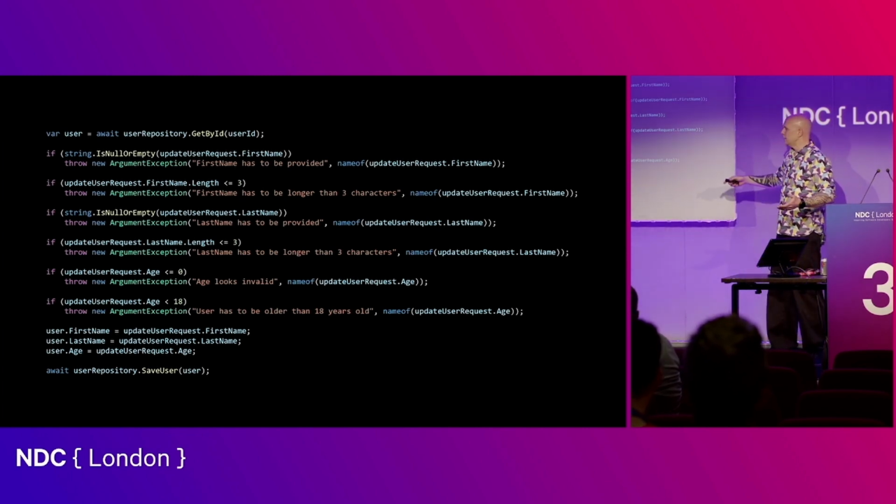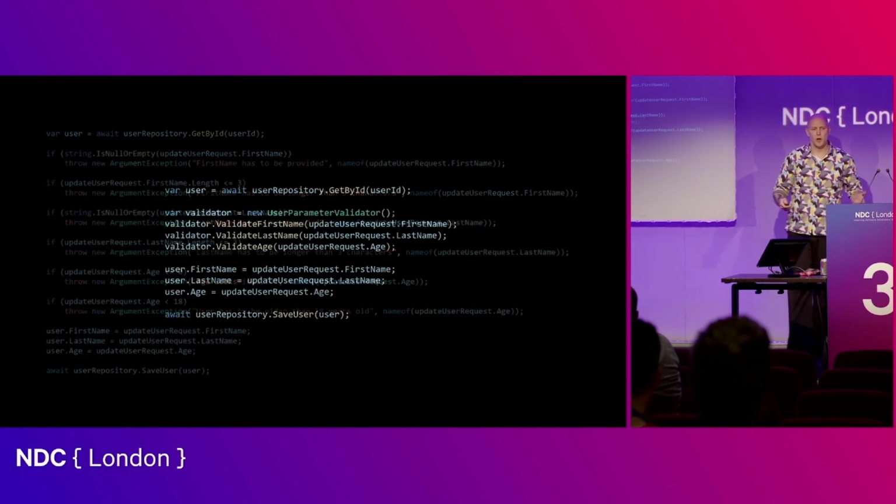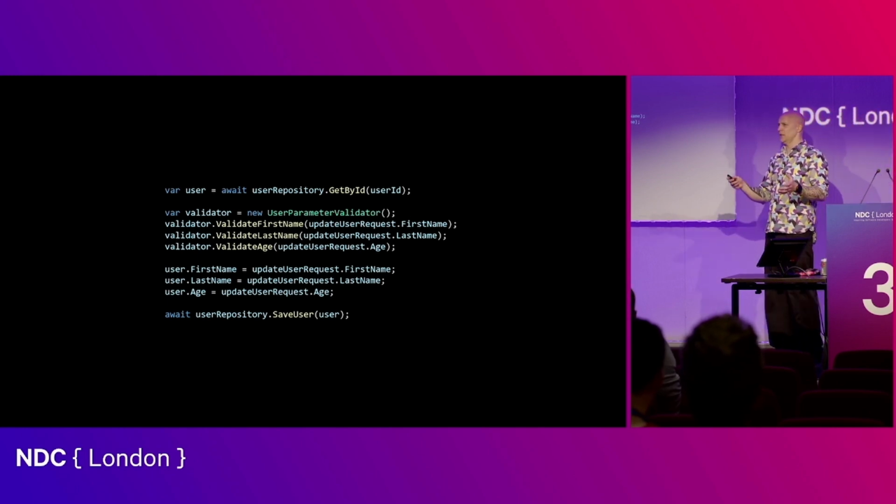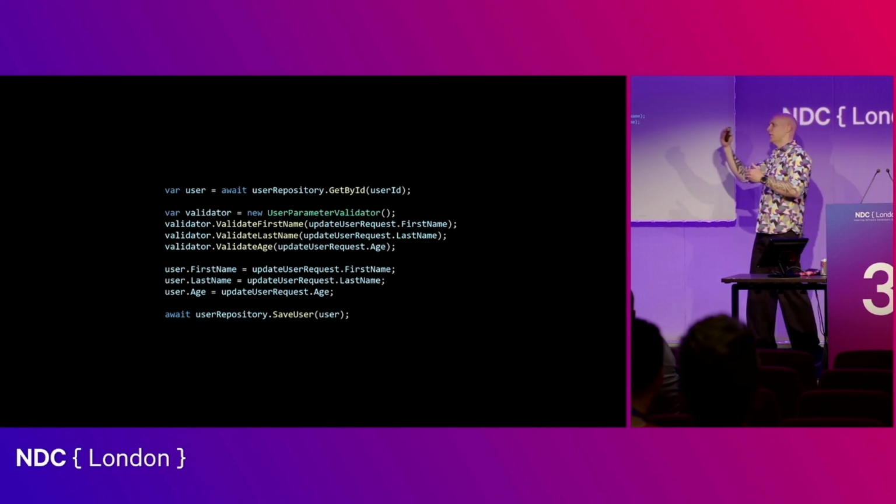And it's complicated. So the solution to that for a lot of people is removing all of the validation stuff and putting that into a validator class so you can reuse the validation, right? That's really brilliant. I like that.